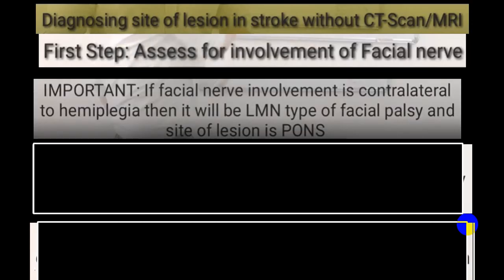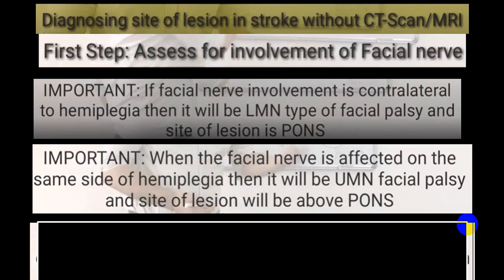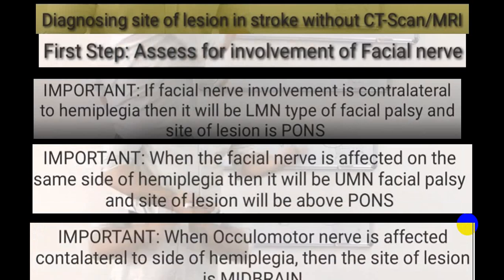Now, first step, always identify whether facial nerve along with hemiplegia, whether it is lower motor neuron or upper motor neuron. So you can pinpoint whether it is in the pons or whether it is above the pons. If it is lower motor neuron, at the level of pons, and if it is upper motor neuron, above the pons. So it will be very, very important. And then look at the oculomotor nerve. If oculomotor nerve is affected and contralateral to the side of hemiplegia, then lesion has to be in a midbrain.